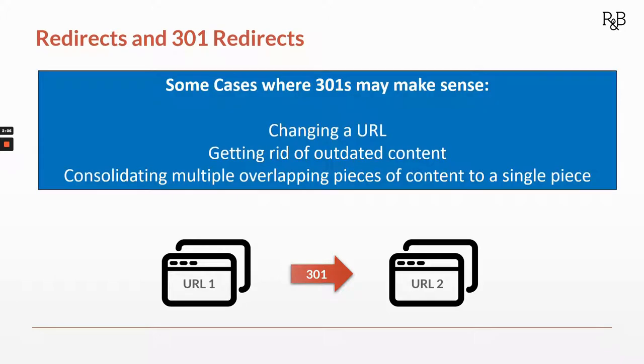Here are some situations where 301s may make sense. If you're changing your URL structure, if you're getting rid of outdated content and you need to delete something, or if you're consolidating multiple overlapping pieces of content to a single piece. We're kind of two and three here.